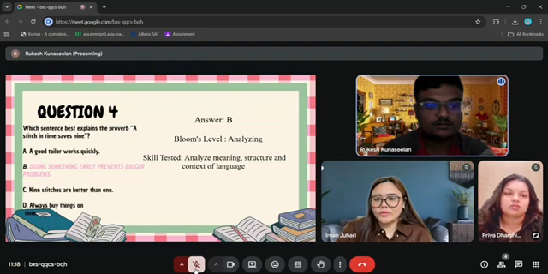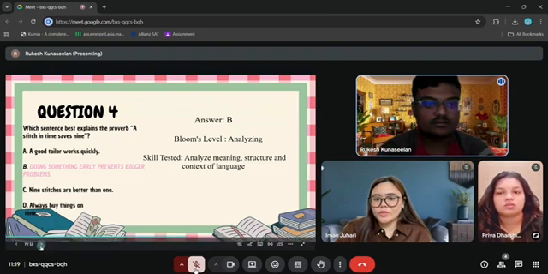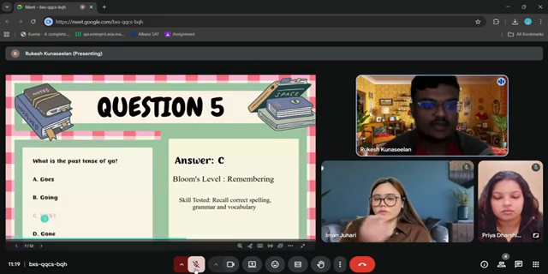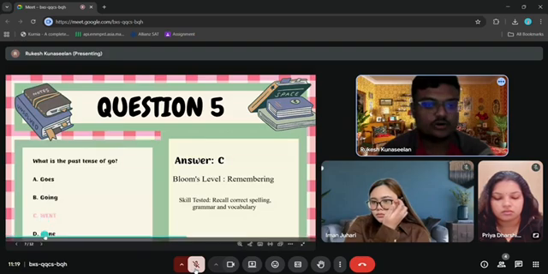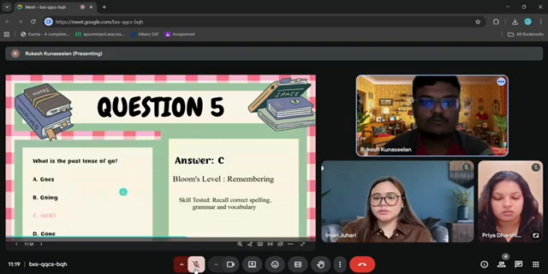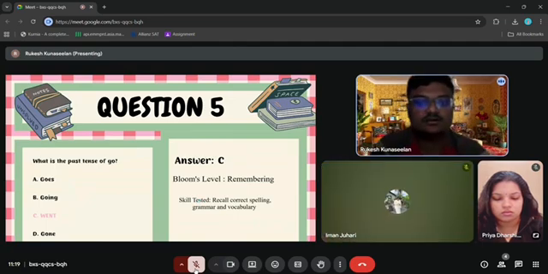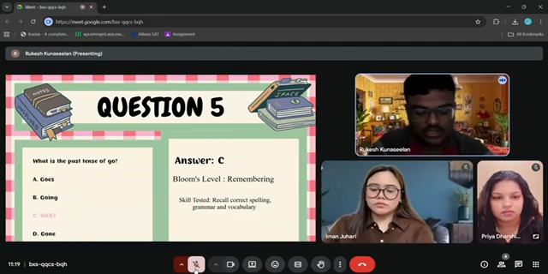And next is question 5. What is the past tense of go? A, goes. B, going. C, went. And D, gone. So the answer is C. The Bloom level is remembering. The skill tested is recalling correct spelling, grammar, and vocabulary.